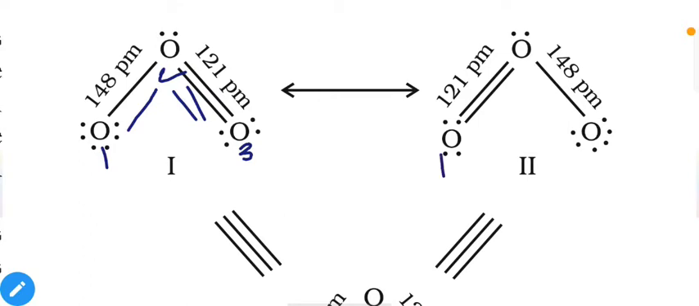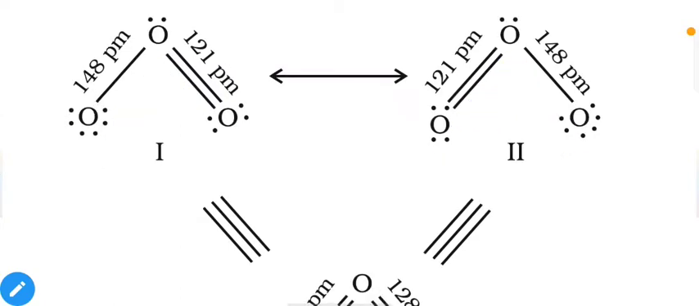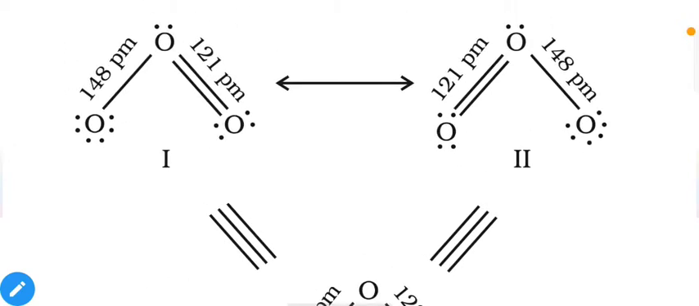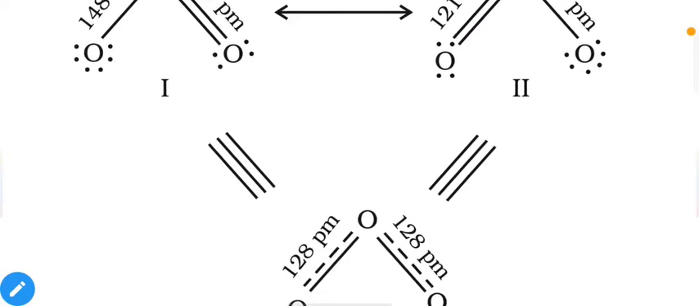Similarly, in the second structure, between the first and second we have a double bond, and between the second and third we have only a single bond. Both of these structures can be summed up as follows. We have a uniform distribution of bonds across all three oxygens, and bond lengths are less than a single bond but more than a double bond. The single bond length is 148 and the double bond length is 121, and here we have a bond length of 128 pm. That means less than a single bond, more than a double bond.